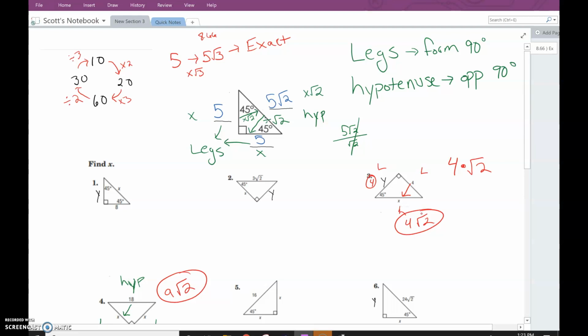Okay, in number 2 here, all right, I ask myself, label, well, this is formed by the 90, leg, hypotenuse. Okay, hypotenuse to leg, I ask myself, will I be multiplying or will I be dividing? Well, let's look back up here. Hypotenuse to leg, I am dividing by the square root of 2. So I take 3 square root of 2 and divide it by the square root of 2. And what do you know? What happens to the square root of 2's? Boom, they're gone. Okay, I'm left with a 3 here and a 3 here.